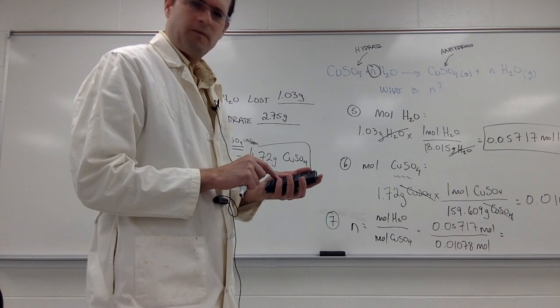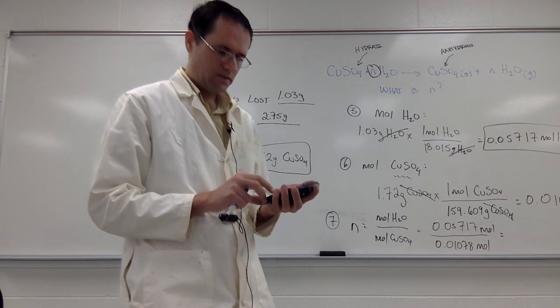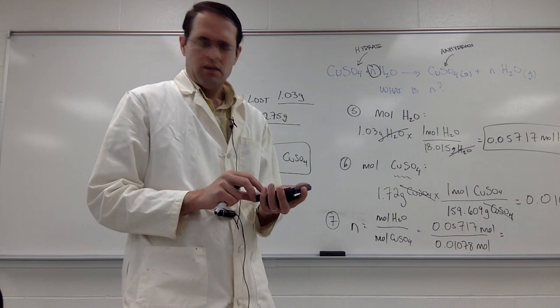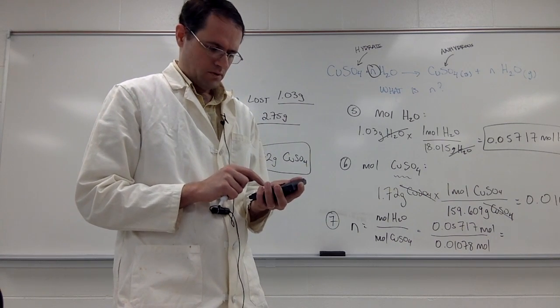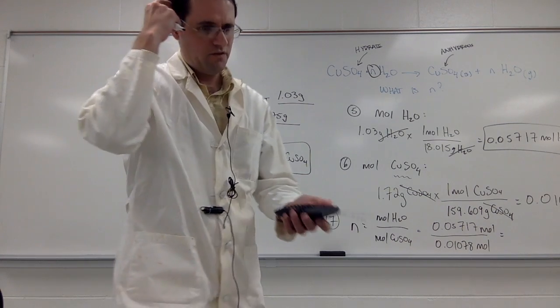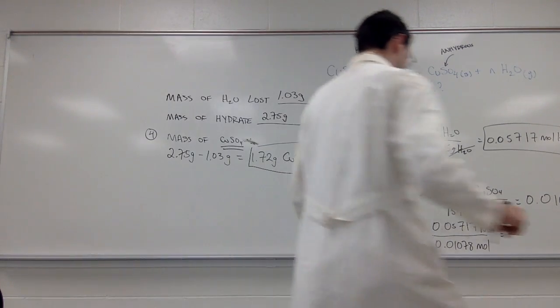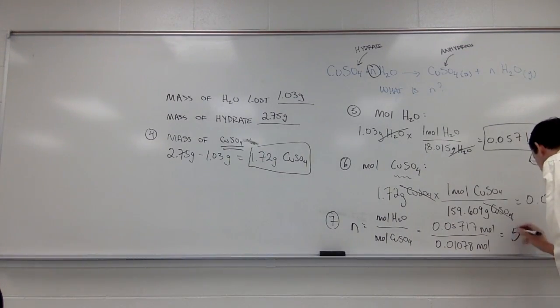So 0.05717 divided by 0.01078, and I get a value of 5.3. A little high there, but what we would do with that is round it off to the nearest whole number. So N is 5. So I'm showing my work there to even round it off.